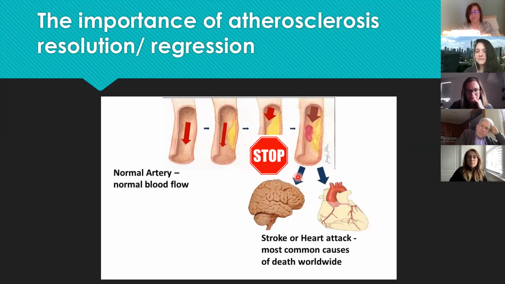And our lab believes that the best way to resolve this is actually to clear the arteries, clear the inflammation, and regress the disease. And this is a process that in the lab we call resolution of atherosclerosis or regression, and I'm going to use those terms interchangeably.